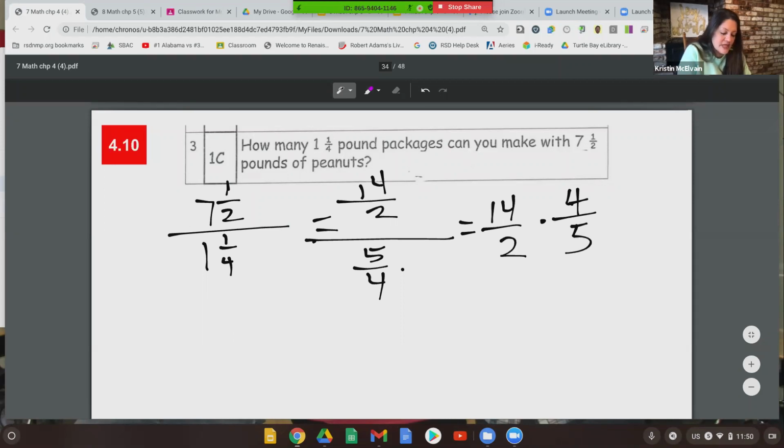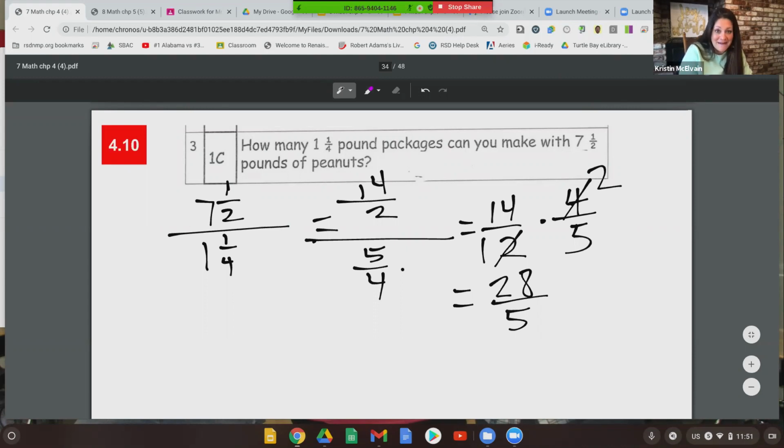Okay. Now, let's see if we can cross simplify. So 14 and 5, that doesn't work. There's nothing that goes into both of those other than 1. However, 4 and 2, we could do. 2 goes into 2 one time. 2 goes into 4 2 times. So that gives us 2 times 14 is 28/5.